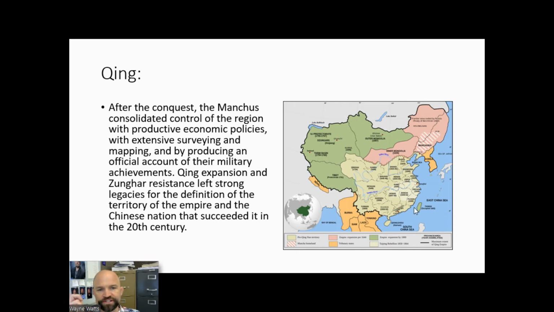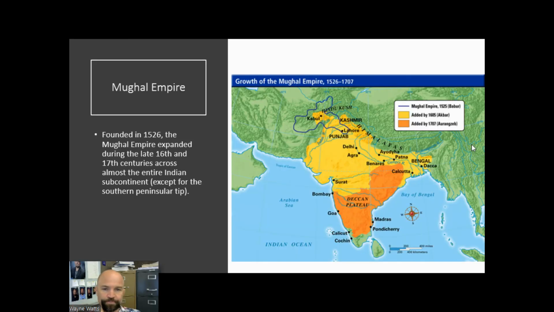After the conquest, the Manchus consolidated control of the region with productive economic policies, with extensive surveying and mapping, and by producing an official count of their military achievements. Qing expansion and Jungar resistance left strong legacies for the definition of the territory of the empire and the Chinese nation that succeeded it into the 20th century.